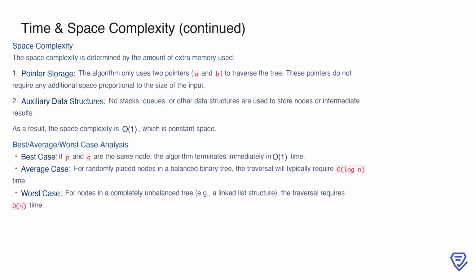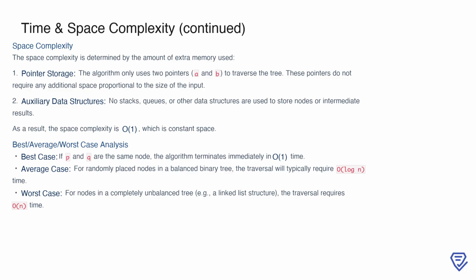The memory usage of the algorithm is quite minimal. It uses only two pointers, A and B, for traversal. These pointers do not require any additional memory that depends on the size of the tree. Importantly, the algorithm does not employ auxiliary data structures like stacks or queues to store nodes or intermediate results. As a result, the space complexity is constant, or O(1).